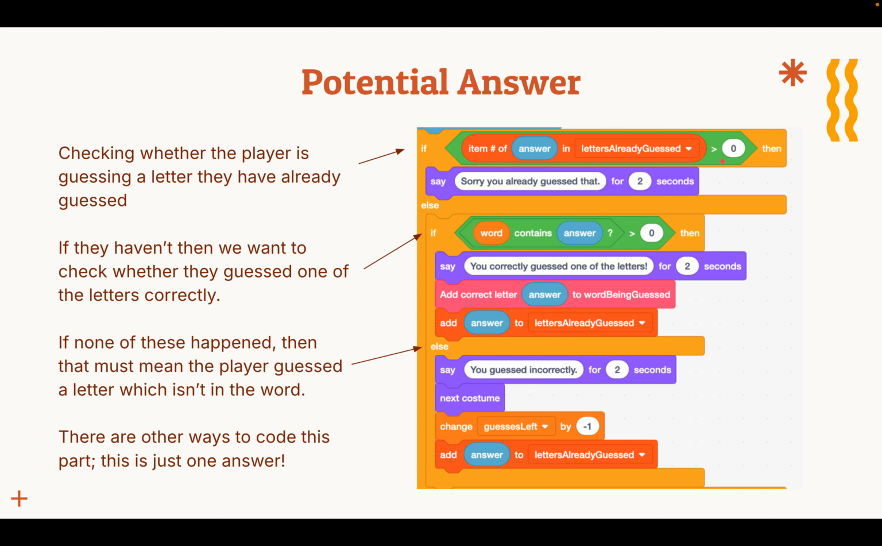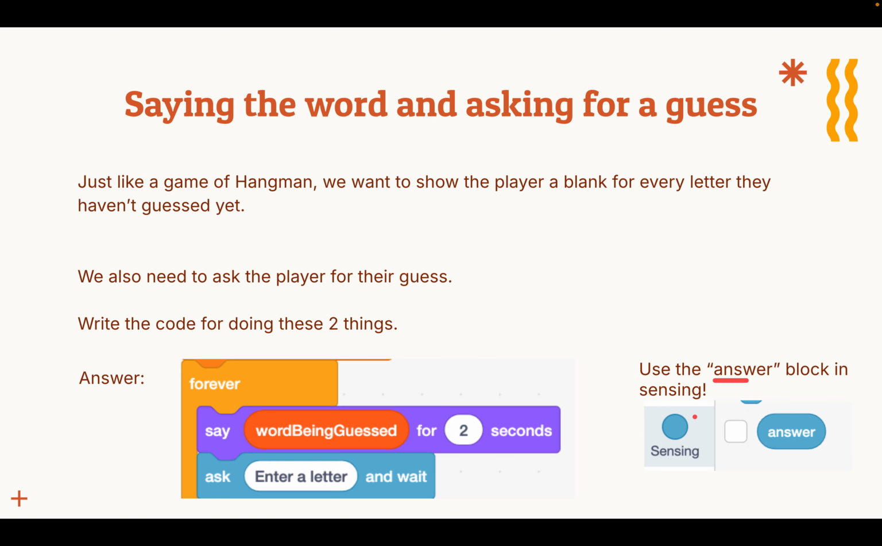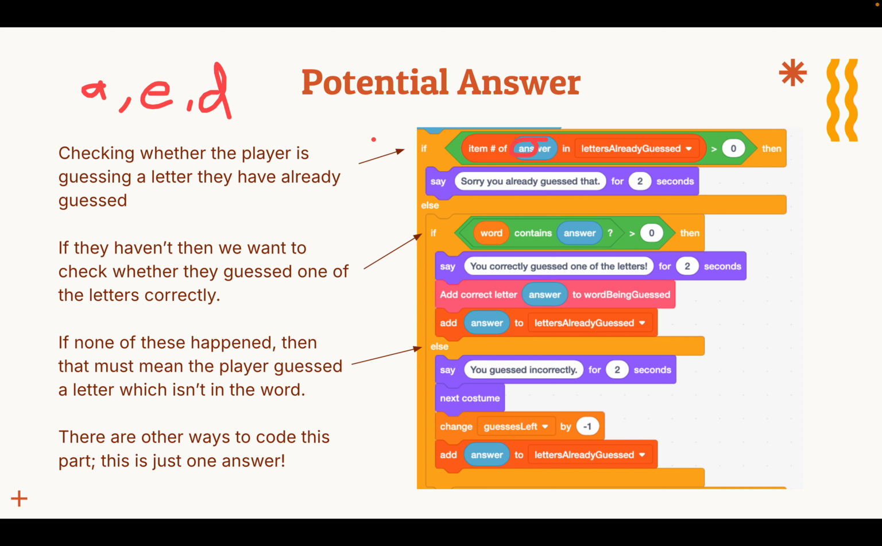So basically what this means is it is checking if there is an item number of the answer in letters already guessed. So remember that letters already guessed is a list. So let's say it's a list which has A, E, and D. And let's say the player's answer, remember, is the letter that the player is guessing. Let's say that the player guesses the letter E. So the program is checking if there is actually an item number for that in this list. And there is, right? It's the second item in the list. And guys, 2 is greater than 0, right?